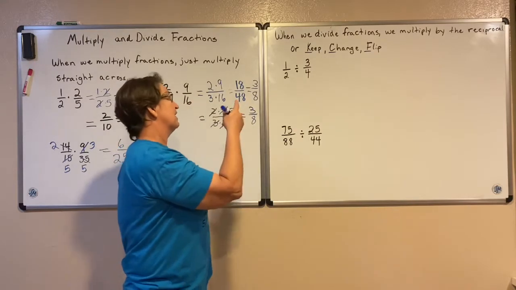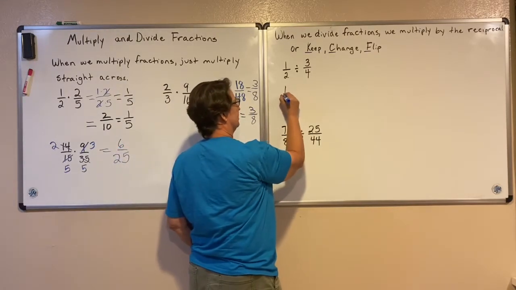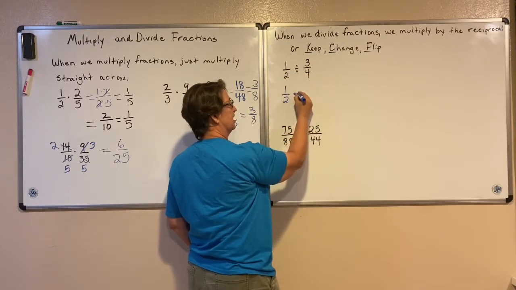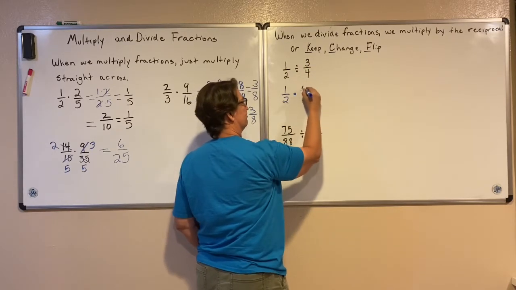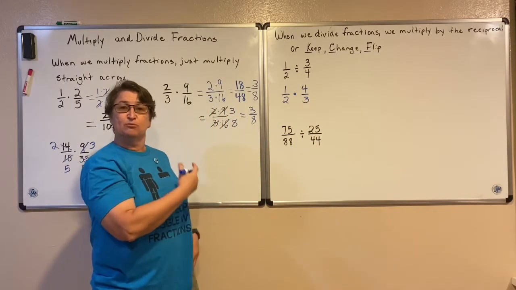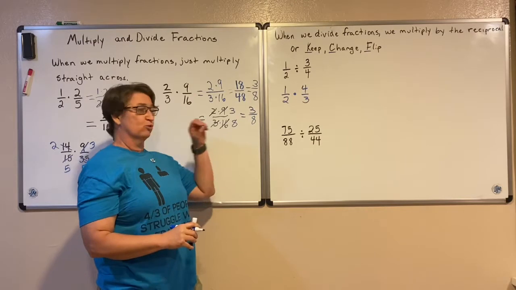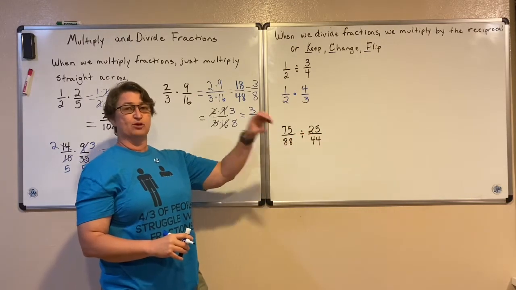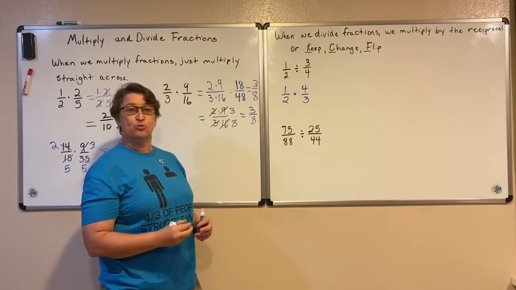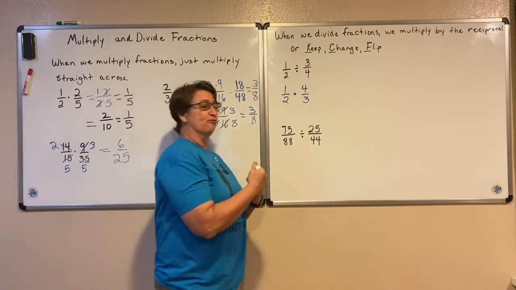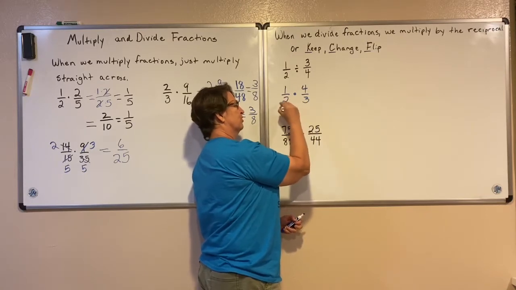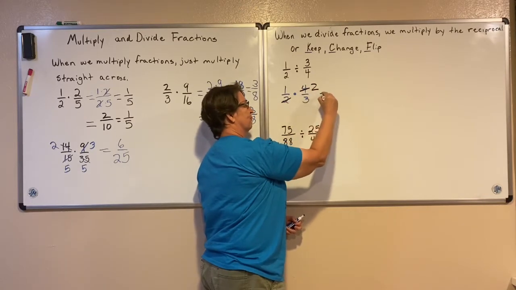So I'm going to do exactly that. I'm going to keep my first one. I'm going to change my sign from division to multiplication. And then I'm going to flip the second one. Now we're just back to multiplication. Right back to where we were before, where we're just going to multiply straight across. Top times top, bottom times bottom. And if we can simplify to begin with, let's go ahead and do that. So for instance, here I see a 4 divided by 2, which equals 2.